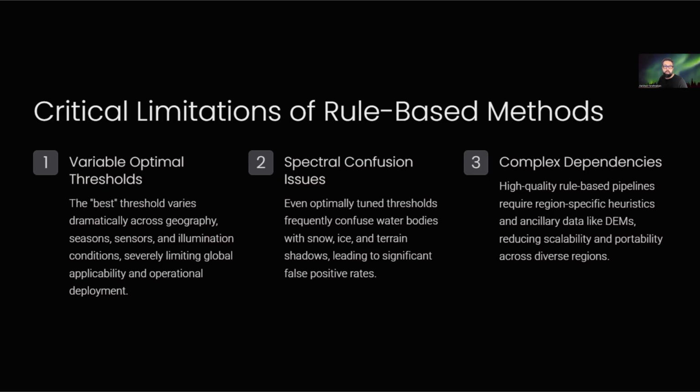The second one, there are spectral confusion issues. Even if you tune the threshold perfectly, you still get confusion. For example, water bodies are frequently misclassified with snow, ice, or terrain shadows, leading to high false positive rates. And finally, they have complex dependencies. A high quality result often requires adding region-specific data like a digital elevation model, which hurts scalability and portability across diverse regions.